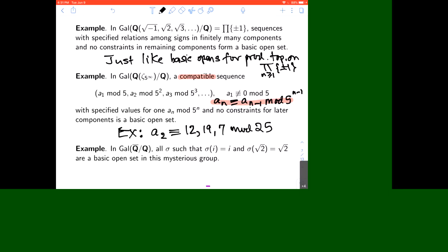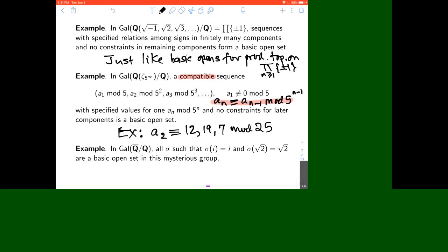I'm just saying any sequence for which A2 is one of these values in the Galois group forces the value on A1: it has to be 2 or 4 or 2 for each particular sequence. But above that, it could be anything at all as long as it reduces to 12 or 19 or 7 mod 25. So what I've described here is constraints that cut out a basic open set.